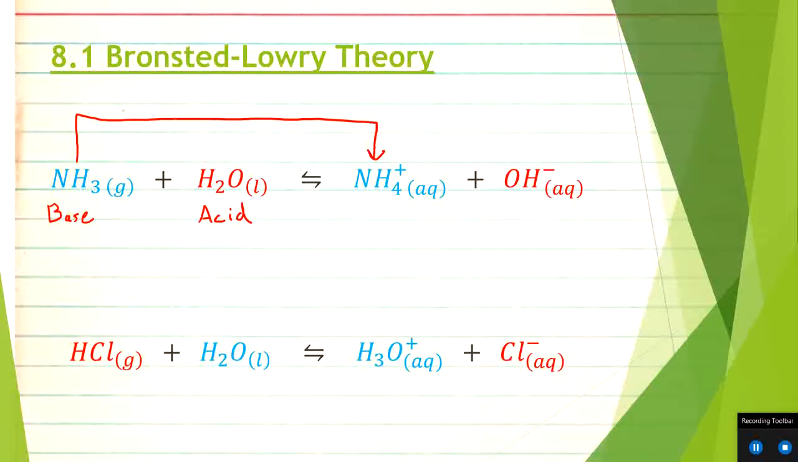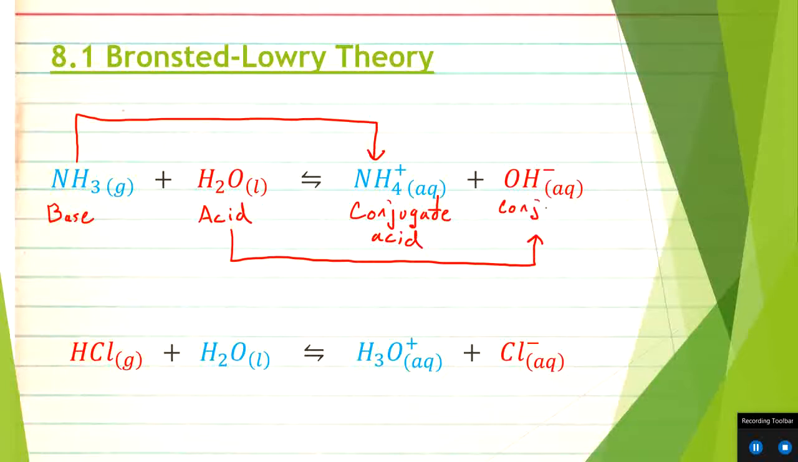So again, the ammonia picks up a proton. So this would be the conjugate acid of ammonia. So again, conjugate acid-base pairs only differ by a single hydrogen. For water, it also has a pair, so this would be the conjugate base of water. Again, because it differs by just one proton or one hydrogen from water.